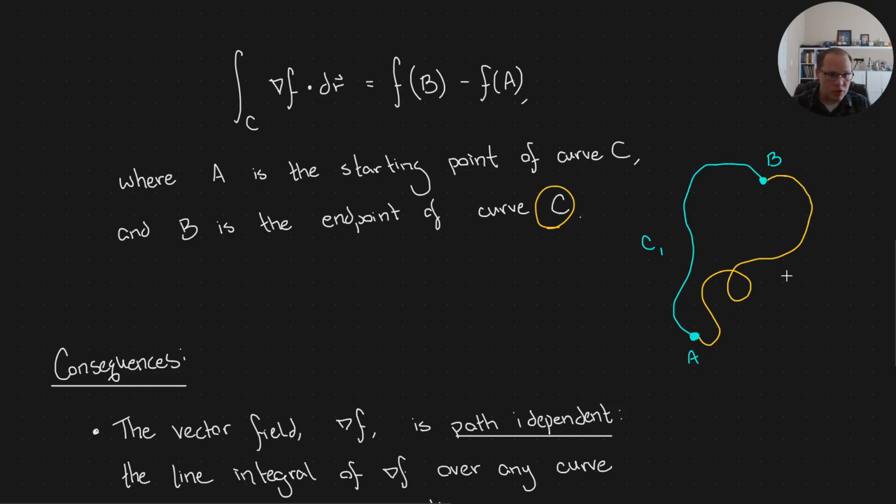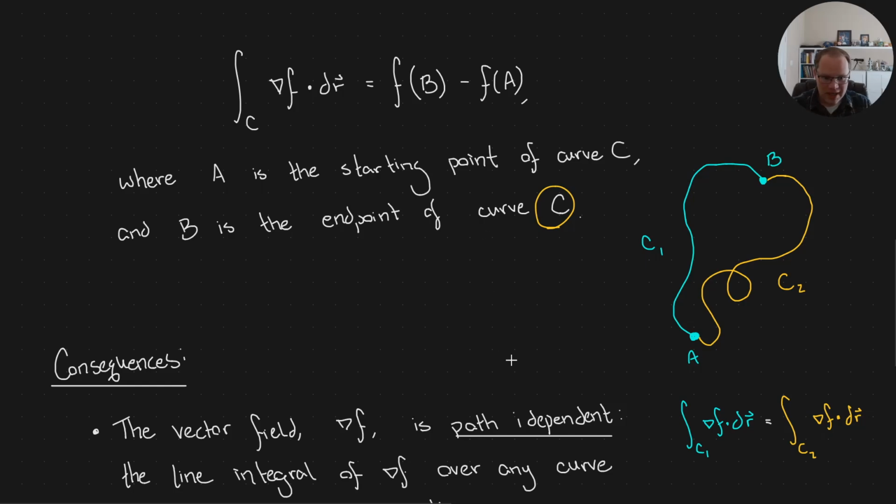Okay, it also starts at point A and ends at point B, but it's a totally different curve. All the points in the middle, totally different. The line integral over curve 1, C1, is going to be equal to the line integral over C2, because we are dealing with the gradient of f. All that matters is what the function value is at the endpoints. And these two curves share the same endpoints. Okay?